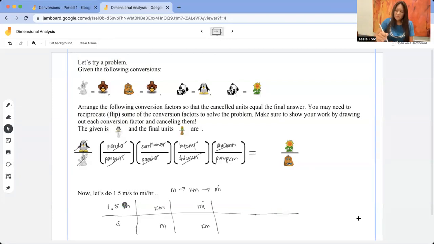Okay, so meters cancel, kilometers cancel, we get stuck with miles. But right now we have miles per second. Do we want miles per second? Nope, we want miles per hour. Okay, so let's get the seconds and turn them to hours. If you do know how many seconds are in an hour, then you can put that. But if you don't, then it's okay. Seconds can easily go into minutes.